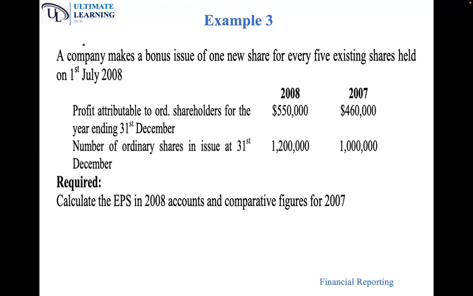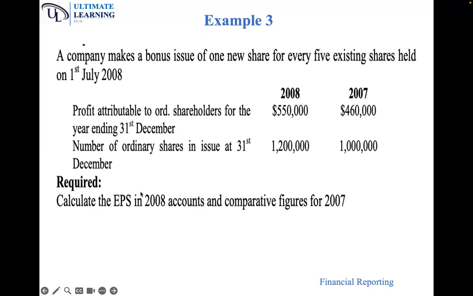So that means, again, in 2007, there was no issue. The data which we have: profit at the end of the year 2007 is 460,000, and the number of shares at the end of the year 2007 is 1 million. If we issue 1 new share for every 5, you take the 1 million times 1 divided by 5. That means we would have introduced 200,000 bonus shares. When we add the 200,000 to the 1 million, that gives us 1.2 million.